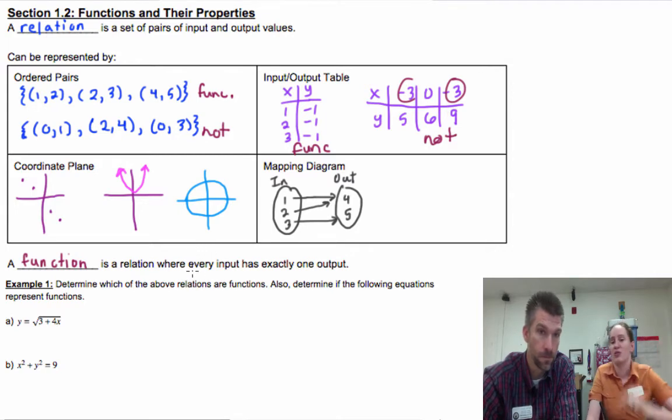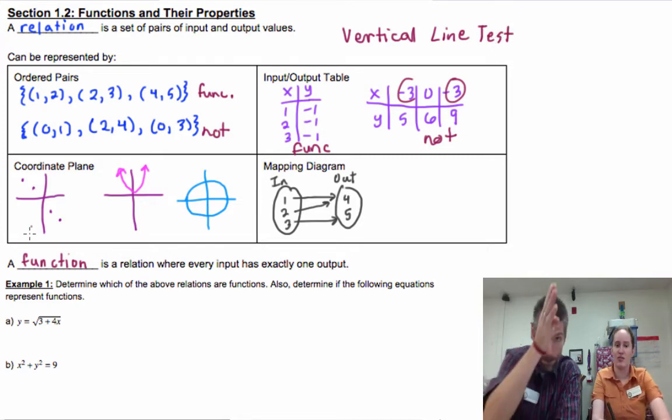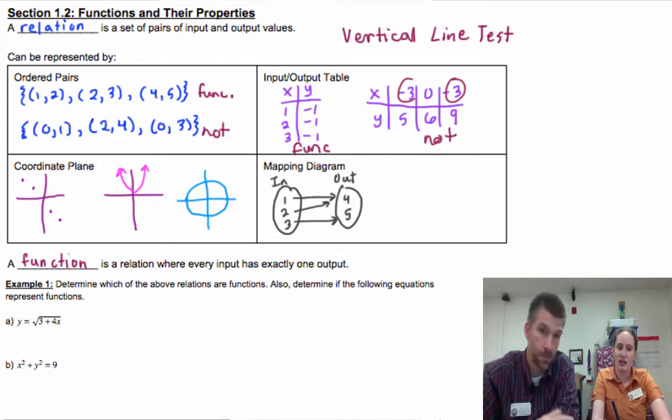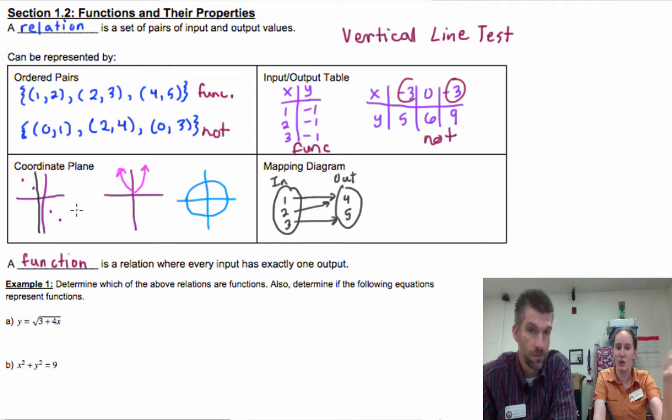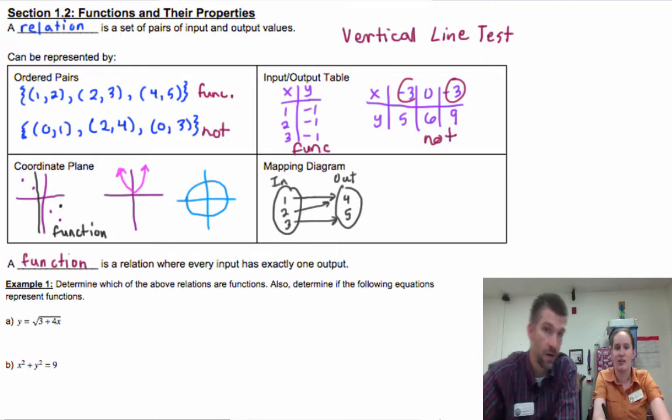On the coordinate plane, we have a special test that we do. Vertical line test. It's quite handy. It's the line that goes up and down. The vertical line test says that if I draw a line anywhere on my graph, as long as it goes through the graph once, then it's a function. If anywhere it would go through more than once, I've got a problem. Because these points are all lined up differently, this would be a function. Like if I had a point right on top of each other, like another point here, that wouldn't work.